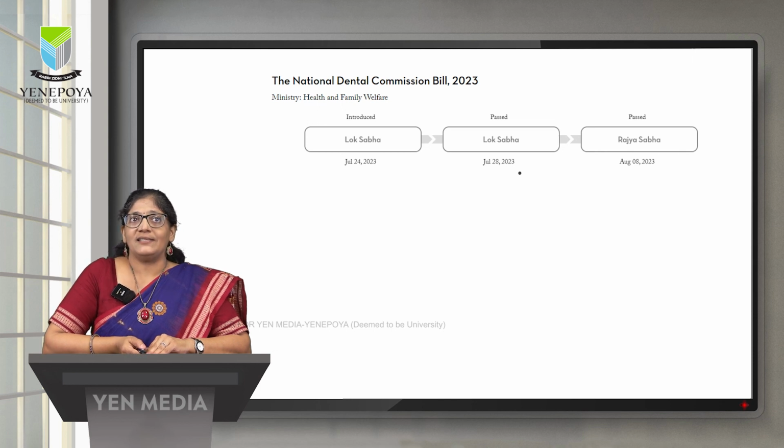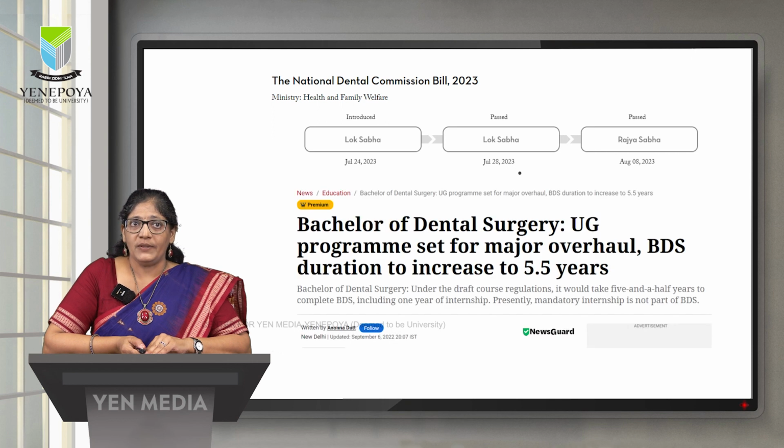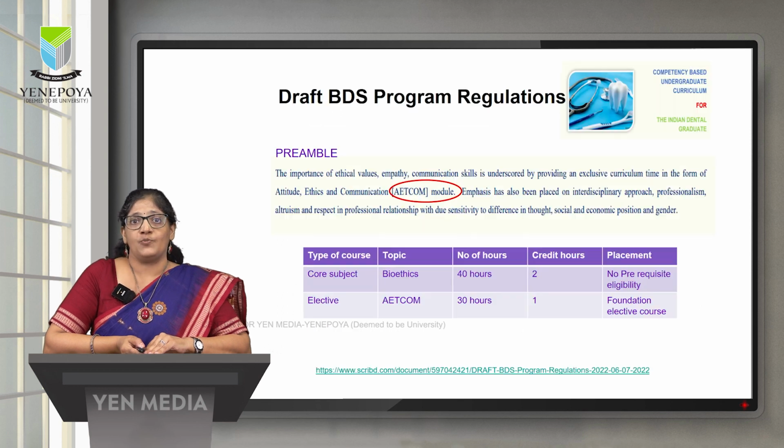Recently, in 2023 August, National Dental Commission Bill has been passed. Along with that, a draft has been released for Bachelor of Dental Surgery, the regulations governing them. There are a lot of changes which have been brought about or which are proposed to be brought about. In the preamble, there is a mention of AETCOM. The importance of ethical values, empathy, communication skill is underscored by providing an exclusive curriculum time in the form of attitude, ethics and communication module. It mentions that amongst the 24 core subjects, bioethics is one of them, having 2 credit hours and 40 teaching hours. Since there are no prerequisite eligibility, it can be taken anytime during the course. It also is part of an elective module as a foundation elective course, 30 hours, where it is called as AETCOM module.